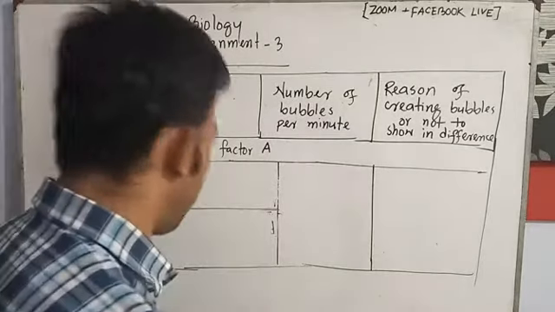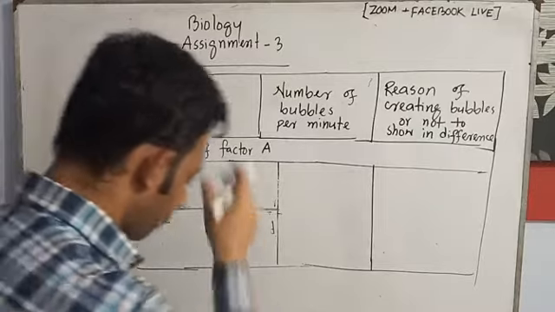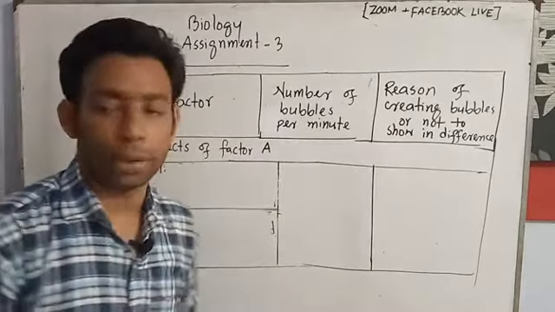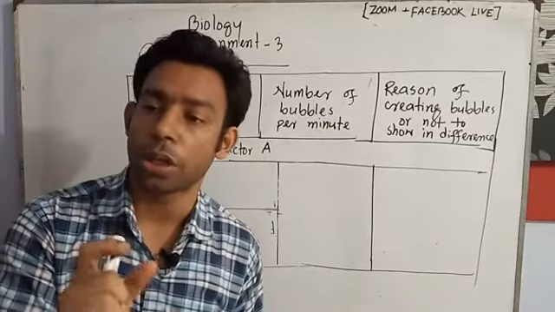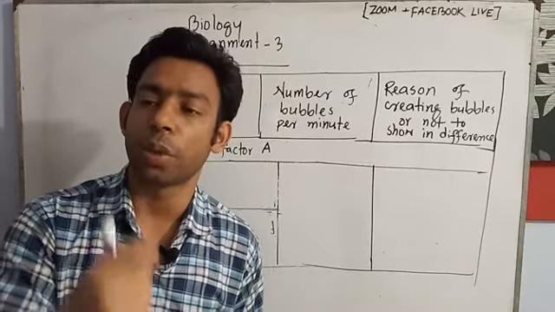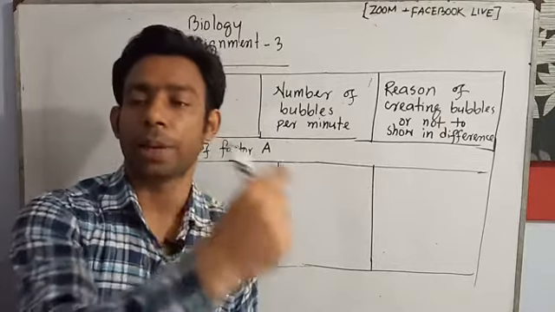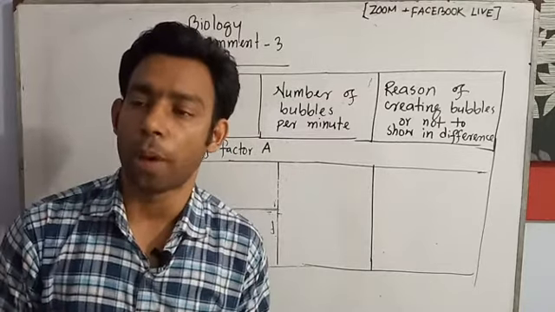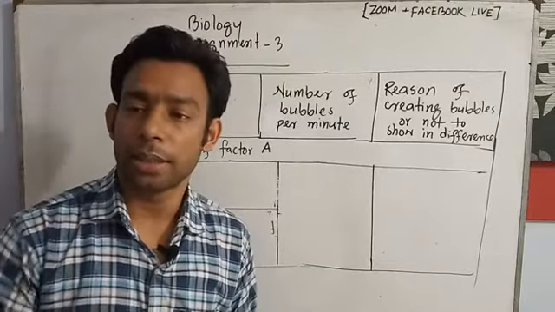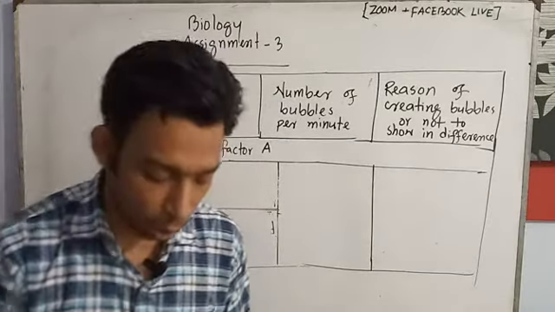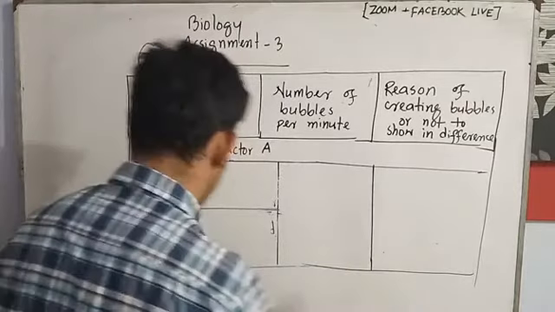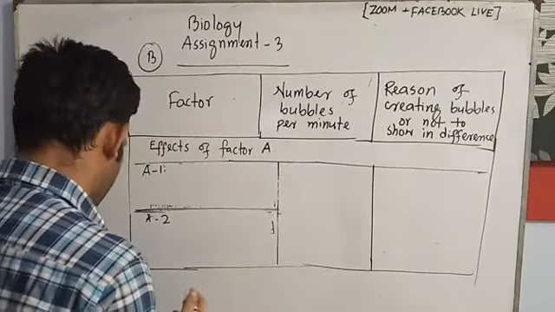Reason of creating bubbles or not, or why, the reasons of creating bubbles or not, and its difference. Showing difference means why in presence of sunlight more bubbles are created, and why in a shady place the number of bubbles is less. It is the question, so it is detailed in writing. You will write in this box; I will write something for that one.